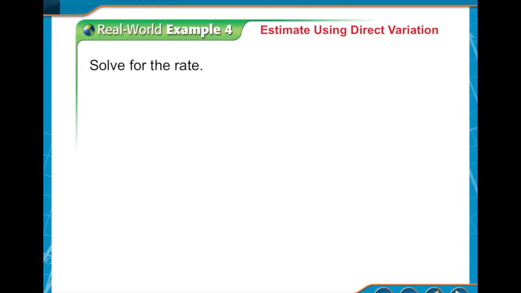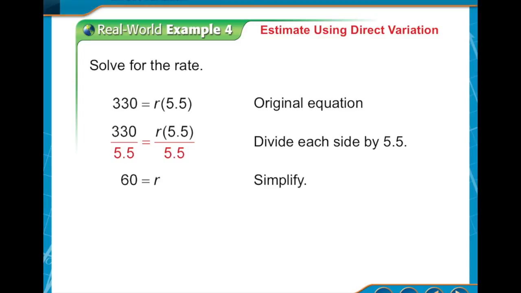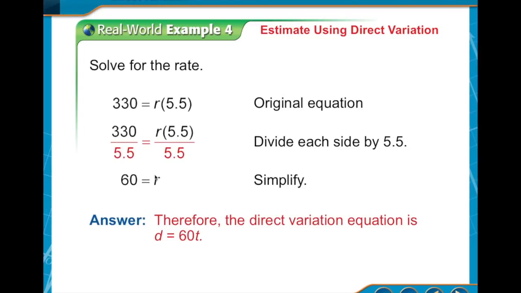Okay, so we'll solve this whole thing to get the rate. So we had this equation already. We want to get r alone, so we need to divide both sides by 5.5. So on the left, we're going to get a number, and on the right, we just get r. So when we divide that and simplify, what do we get? Well, the rate is 60. And in terms of this problem, the units for that is 60 miles per hour. So the direct variation equation is our distance equals 60, that's our rate, times t, however much the time is.